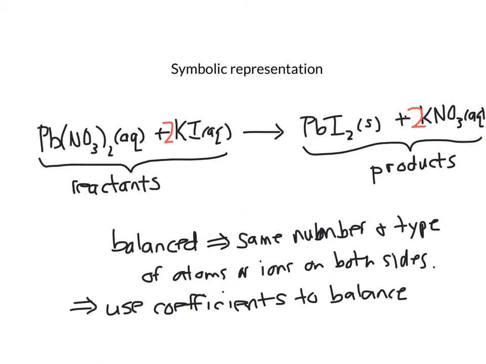Notice that this representation also helps us to understand our macroscopic observations. So we started with two solutions that were colorless and did not have any solid floating around in them. So we had aqueous solutions to start with. And when we ended up, we had a solid. And we can identify that solid as the lead iodide. And it turns out that that solid is actually yellow in color. And so we can see that this equation immediately tells us that we're going to observe a solid being formed when we mix these two compounds together.